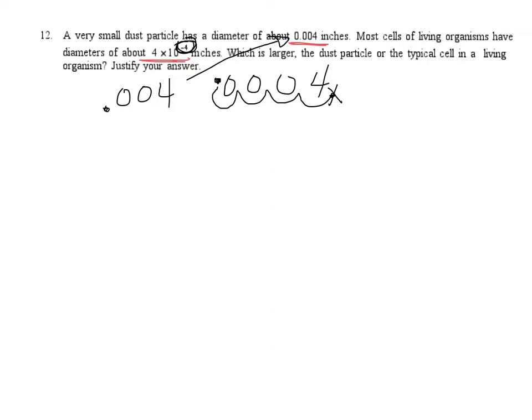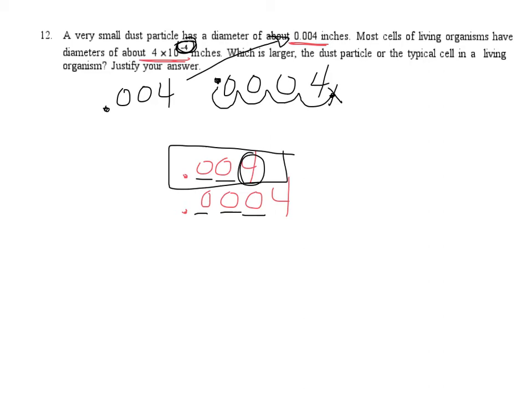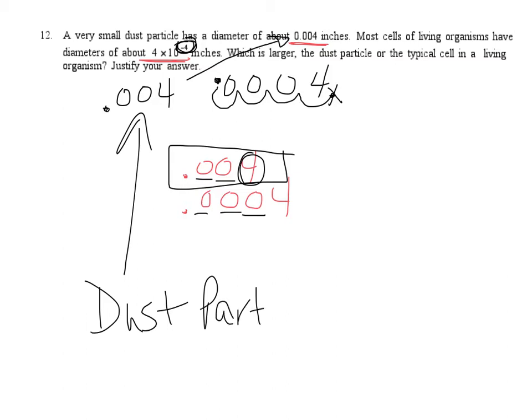I need to see which one's greater. So I'm going to line up the decimals, and I'm going to compare them. I feel like a lot of you automatically choose this one because it's longer, so you think it's bigger. But let's actually line the decimals up and see. We have zeros together, so that one doesn't really help us. We look at the next zeros together, that doesn't help us. 4 or 0, which one's bigger? 4 is bigger than 0, so this number is bigger. So I would say the dust particle is larger.